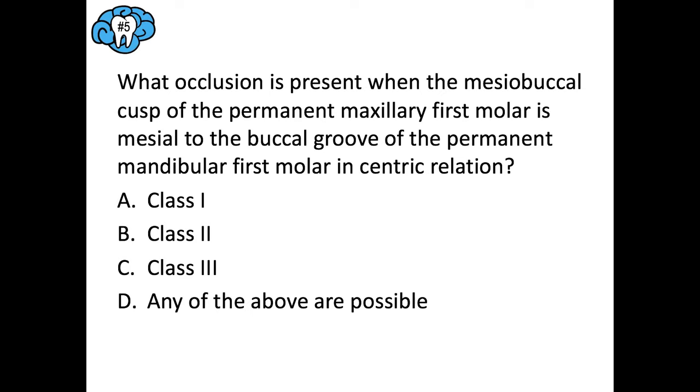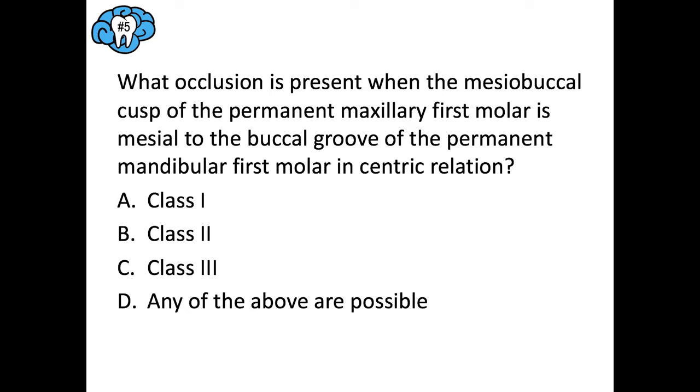So this question is testing your understanding of the angle classification system for permanent molars. Now, class 1 occlusion means that the mesiobuccal cusp of that maxillary first molar is occluding with the buccal groove of the mandibular first molar. Those two things should be locking together. That's the correct molar relationship for ideal function and stability. Now we're class 2 if that upper molar is too far forward relative to the lower. We're class 3 if the upper molar is too far back relative to the lower.